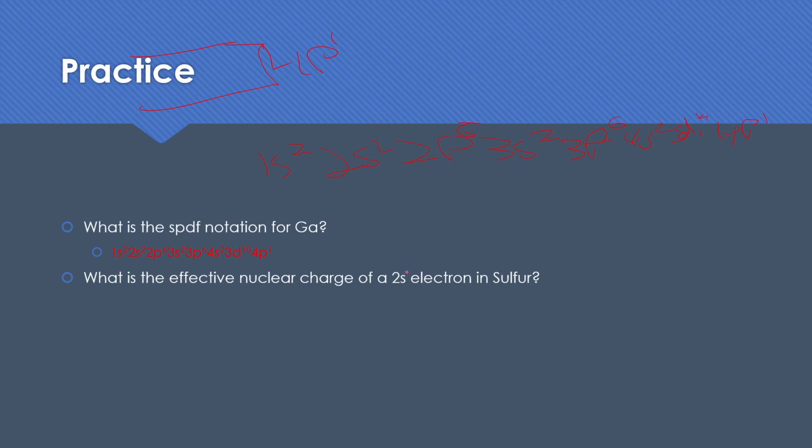Okay. What's the effective nuclear charge of a 2s electron in sulfur? Well, we have to look up sulfur on the periodic table, and we find that sulfur is 16. So sulfur Z is 16. Then we look at a 2s electron, and what's in front of it is the 1s2. So there are 2 electrons in front of it. So 16 minus 2, and you get 14.